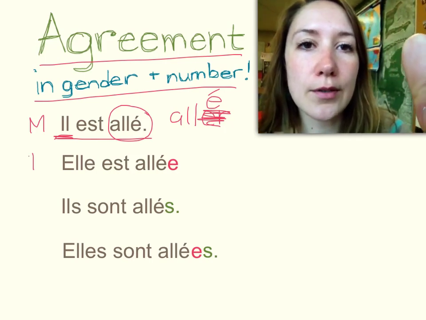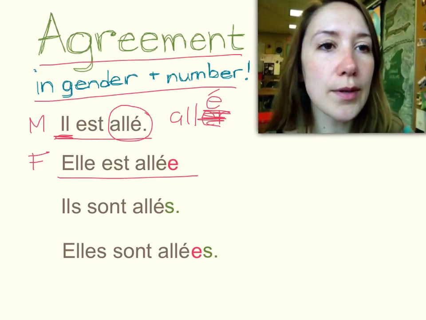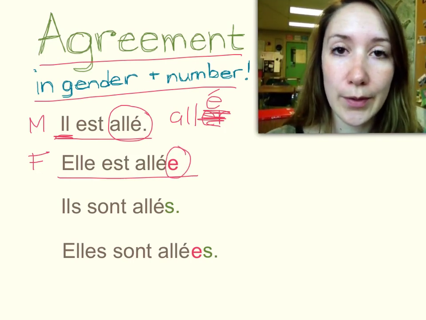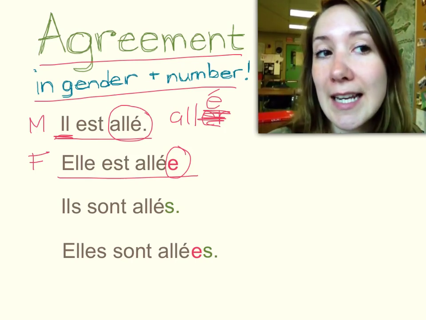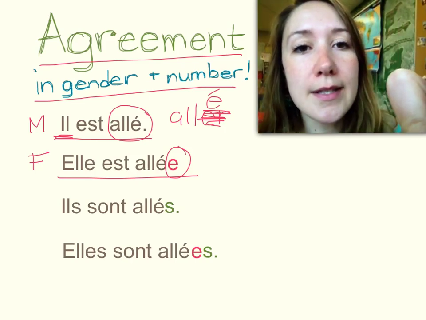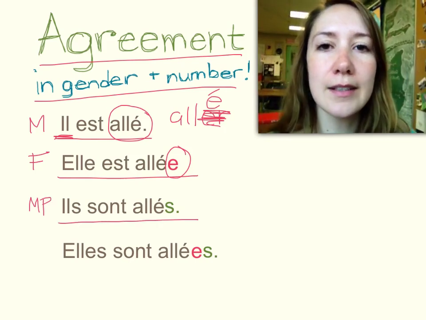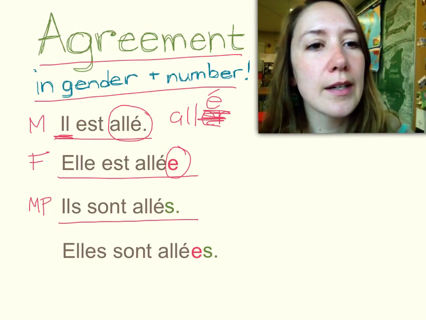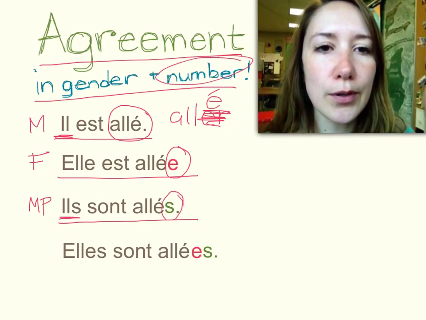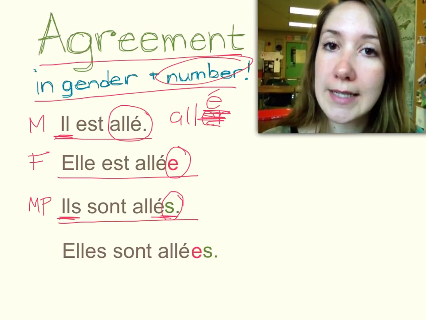But if we have someone who's feminine, elle est allée, she went, just like with adjectives, we're going to add an E to the end of this past participle. Okay? Doesn't sound any different, elle est allée, but it's spelled differently. For masculine plural things, we're going to add an S. Ils sont allés. Again, doesn't sound any different, but we have to agree in gender and number. And since this is plural, we have to add an S here.